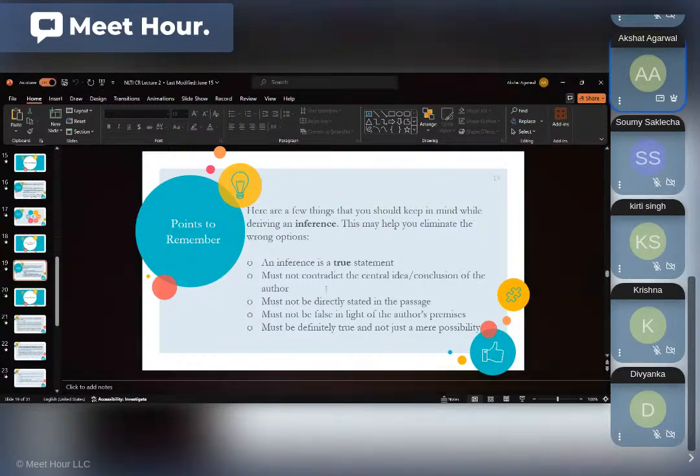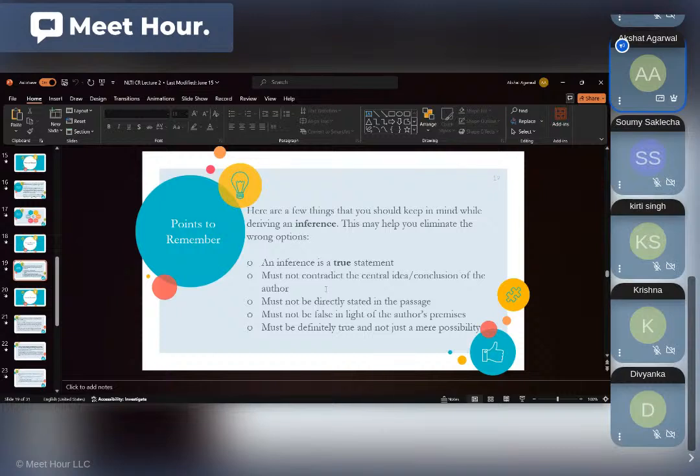Will inferences always be unstated? Interesting question. Technically they're supposed to be unstated, but CLAT sometimes gives you options in which one of the options is directly given in the passage. That is a very blunt and simple answer. Go with that option, which is directly there in the passage.